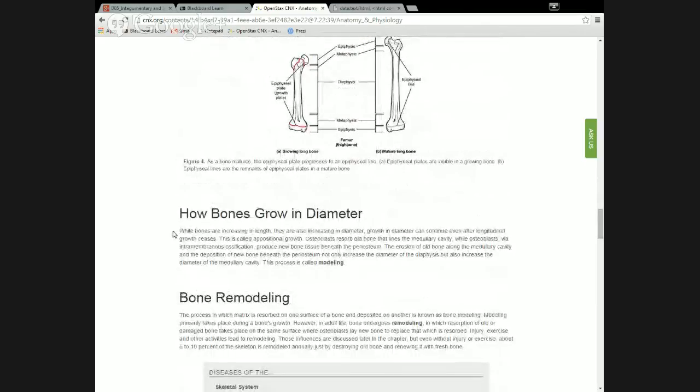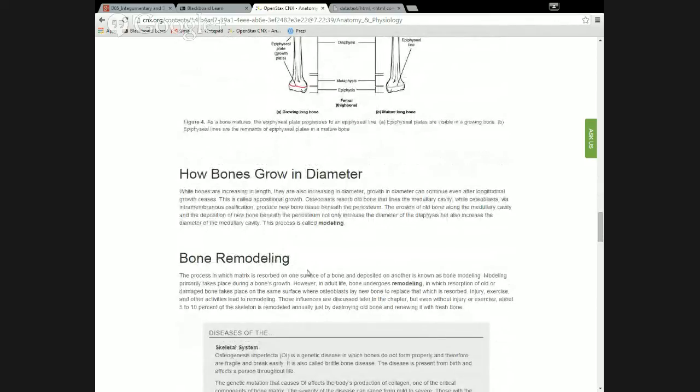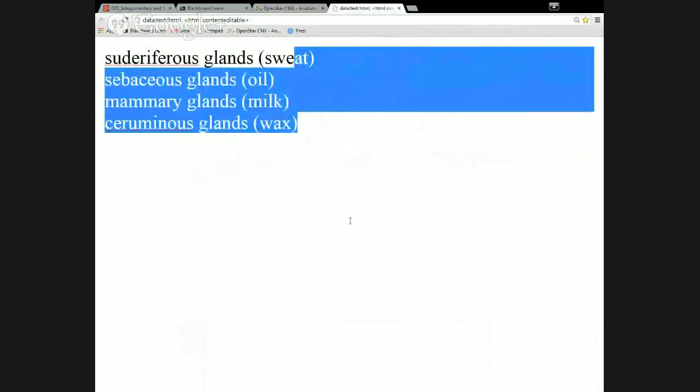Now, in the book, they say how bones grow in diameter, and they just refer to that as modeling, and then they mention bone remodeling. I want to introduce another term to you, which is a different type of bone growth, and that is appositional bone growth. The word appositional is close to the word oppositional. Okay, to oppose something with an O means to be against it, like you're opposed to student fees being increased. Apposition is to be against something also, but to be physically against it.